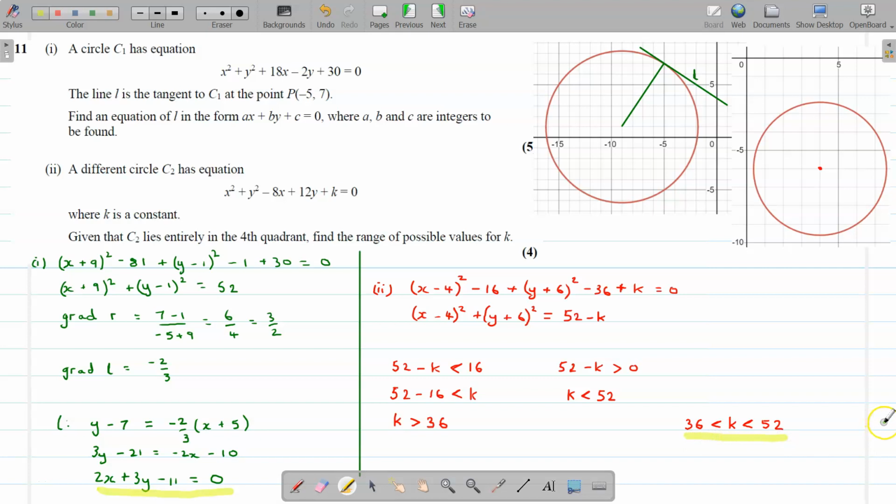And just to remind you, the quadrants are labelled anti-clockwise. So as you come round the axis, the first quadrant is here, the second one's here, the third is here, and the fourth one is in the bottom right hand part of the axis. I hope that was helpful.